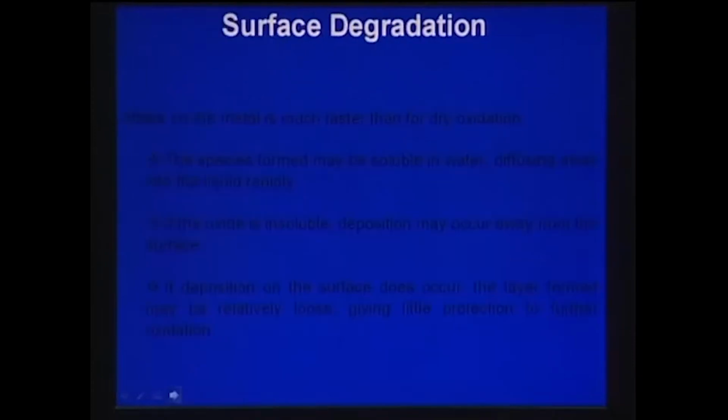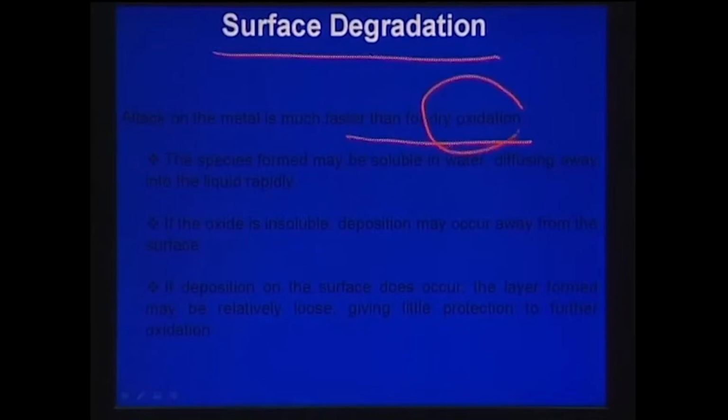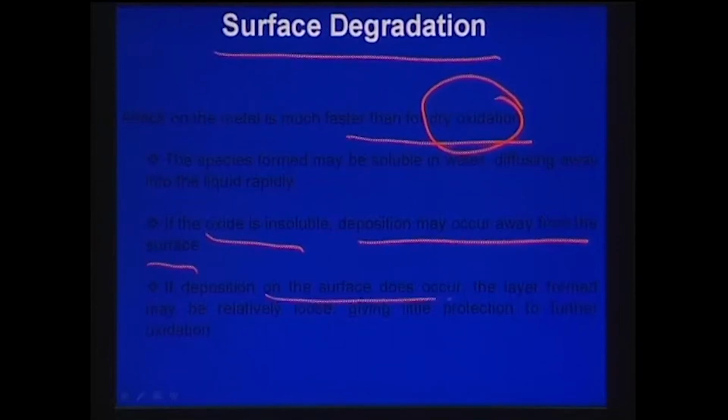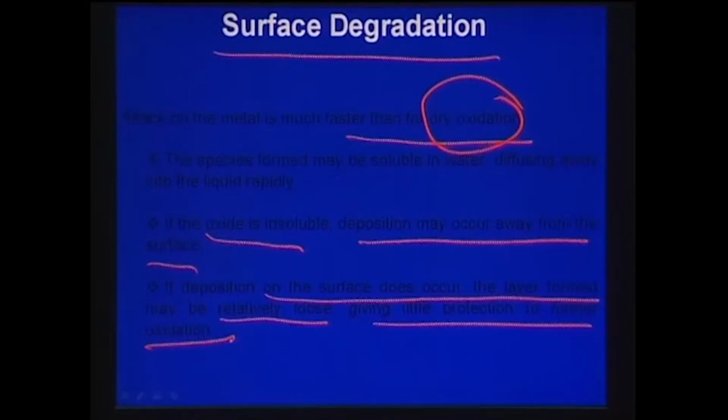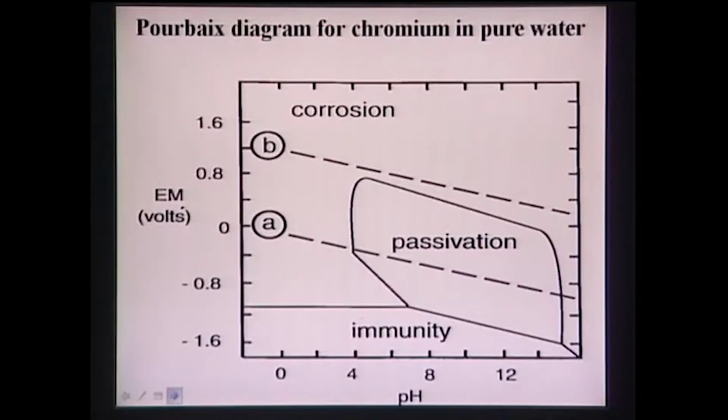Then surface degradation, this is the attack on these metals, which is much faster than for dry oxidation. Dry oxidation means the corrosion which takes place in the absence of any water, that means in ambient conditions. Now, if the oxide is insoluble, the deposition may occur away from the surface, and if the deposition on the surface does not occur, the layer formed may be relatively loose, giving protection to further oxidation. These are more relevant to dry oxidation, and dry oxidation does not take place in the application of biomaterials. Now, let us see what the Pourbaix diagram is.